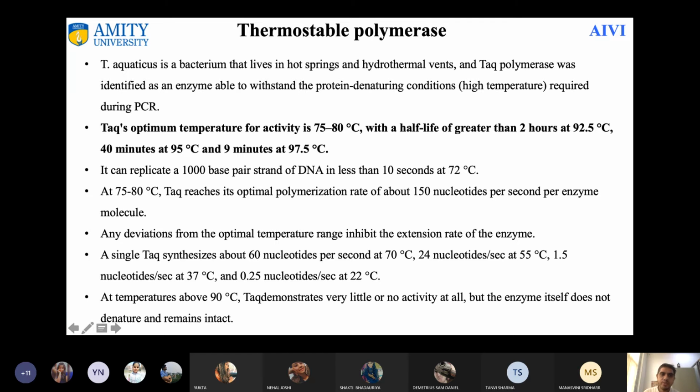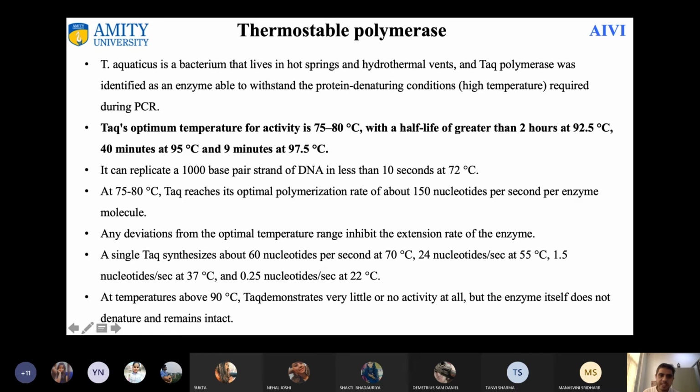And at a temperature of 75 to 80 degrees Celsius, its optimal speed is 150 nucleotides per second. Okay, so different temperature, different speed. The optimal temperature is between 75 to 80. So in your DNA replication process, we keep that temperature. Any deviation from the optimal temperature inhibits the extension rate of your enzyme. That's why we function in that temperature range only.